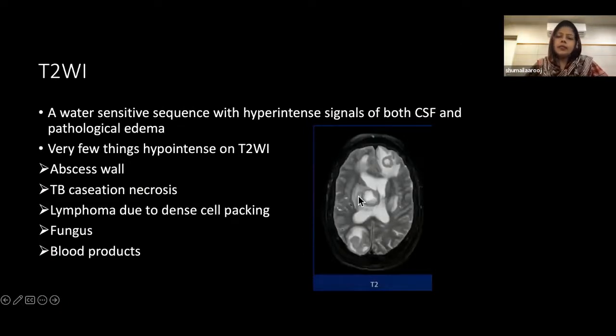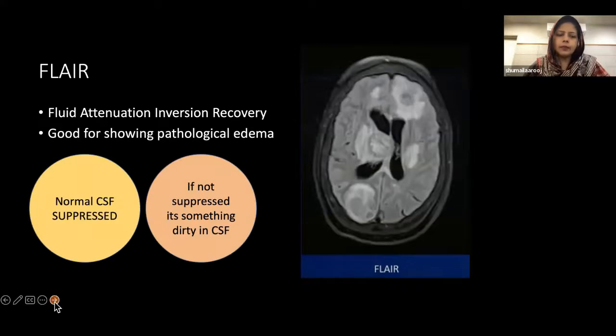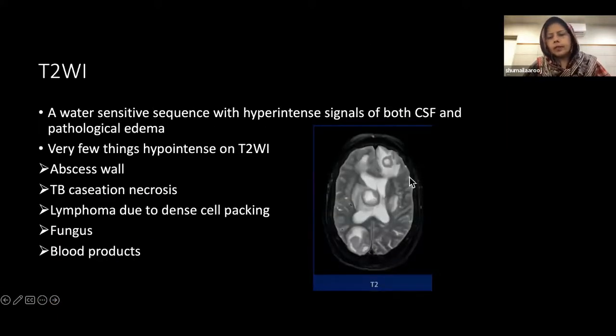This is the same patient in which I showed you the flare images, the same case, T2 weighted images of the same patient. T2 is a water sensitive sequence, so it has hyperintense signals both from the CSF as well as from the edema. So most of the things appear hyperintense on T2, that is, mostly there is edema in the things. There are very few things which are hypointense on T2.